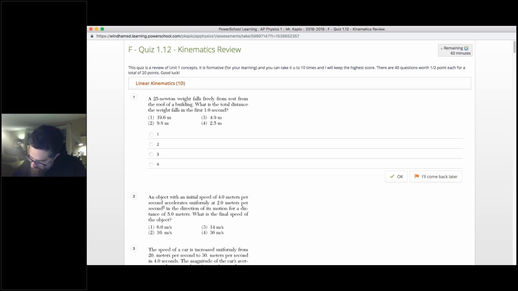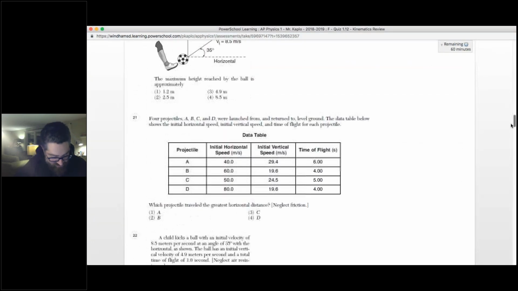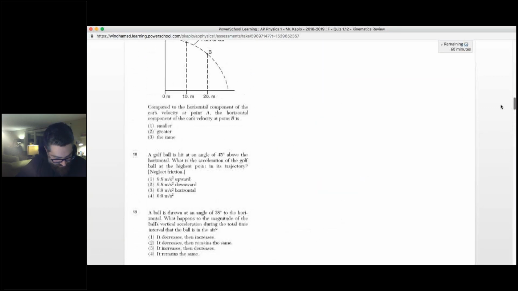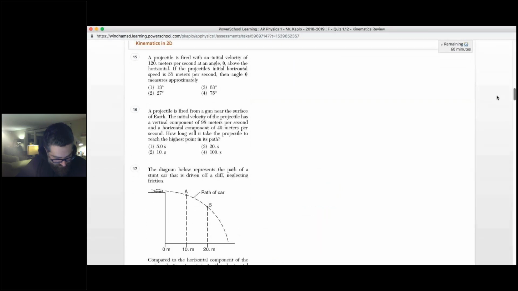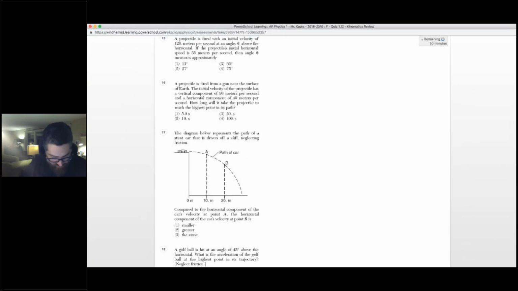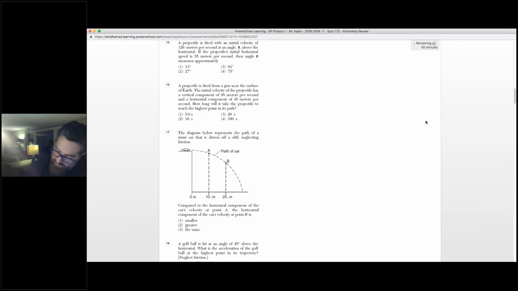Okay, so Ryan's question is, a projectile is fired from a gun near the surface of the Earth. Ryan, I'm going to bring this question up, just make sure it's the right one. I think it's under 2D kinematics. So it looks like it's this one right here. Ryan, just give me the nod that that's the one that you wanted to take a look at.